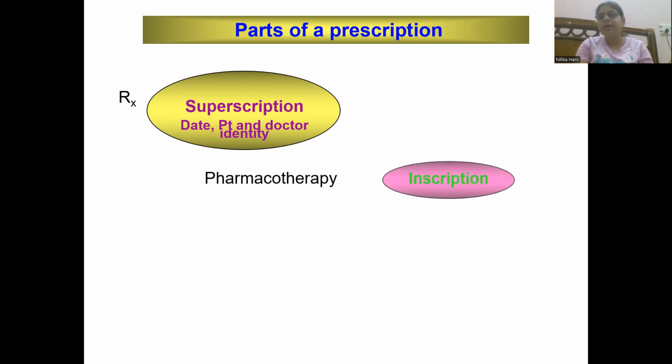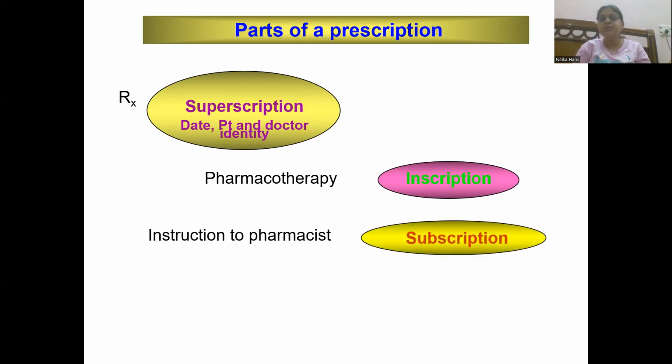Then pharmacotherapy comes in the inscription part. That is, what is the drug to be prescribed, like paracetamol, enalapril, hydrochlorothiazide, metformin 500 milligram BD for diabetes mellitus. What is the frequency of the drug: TDS, BD, OD, QID, four times a day, SOS. And what is the duration of treatment, for how long the treatment has to be given?